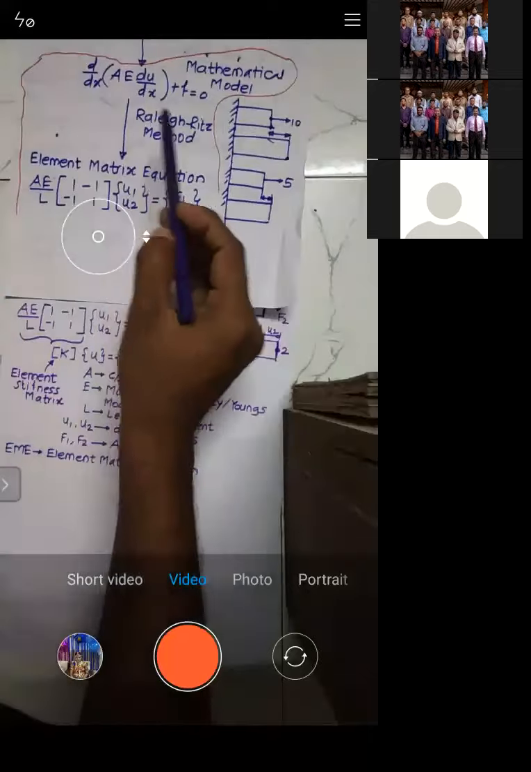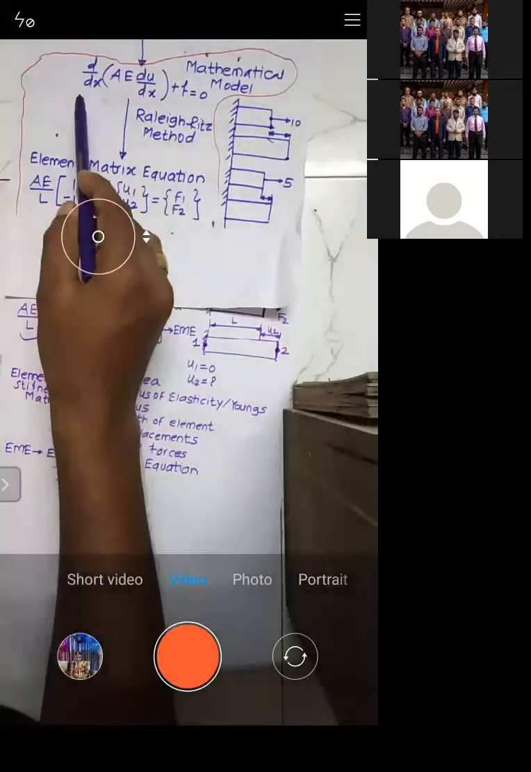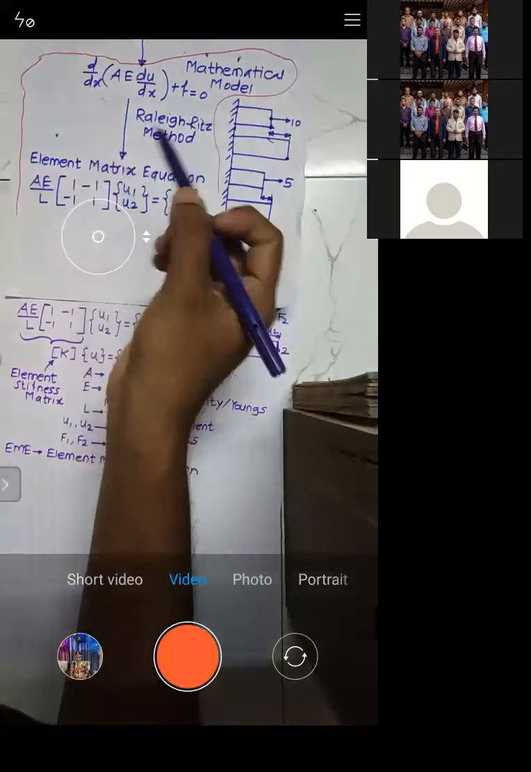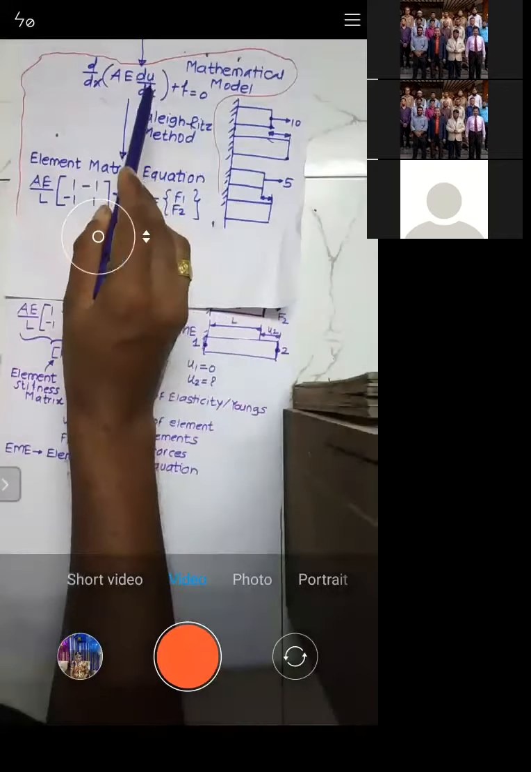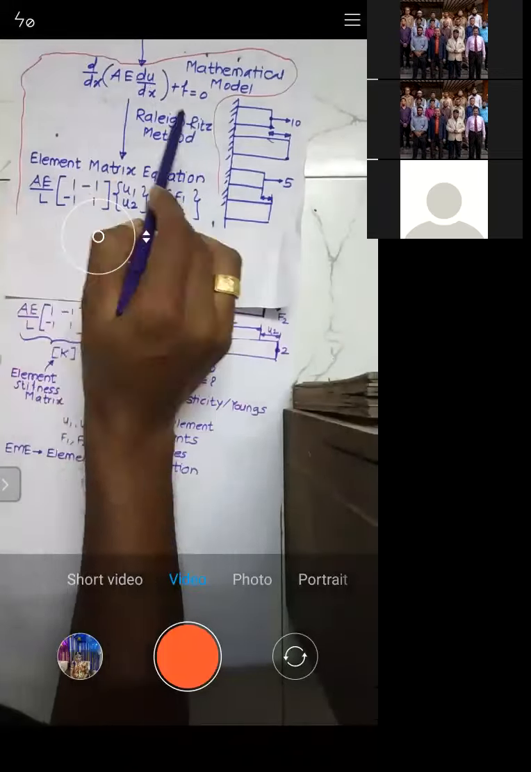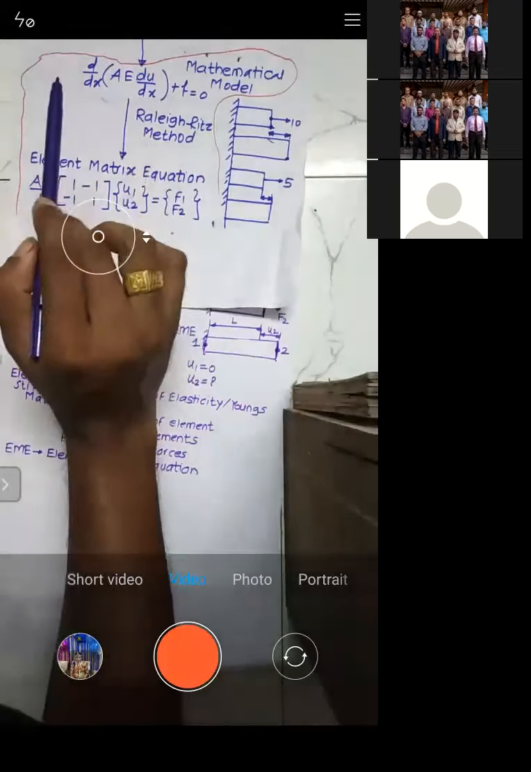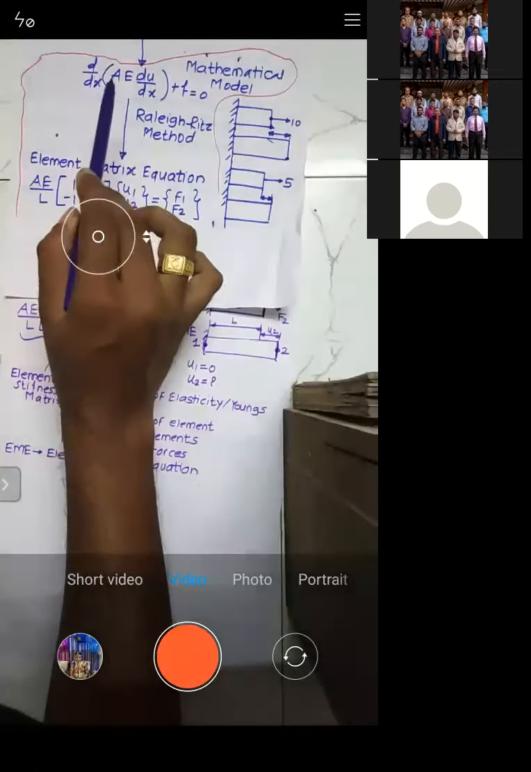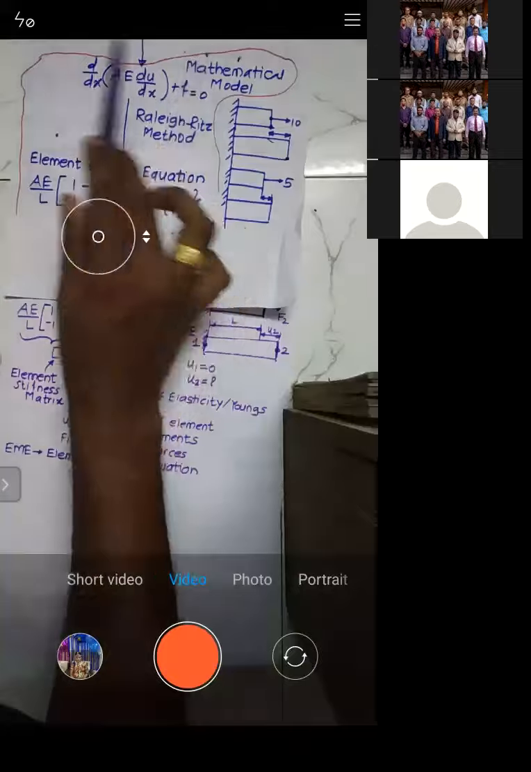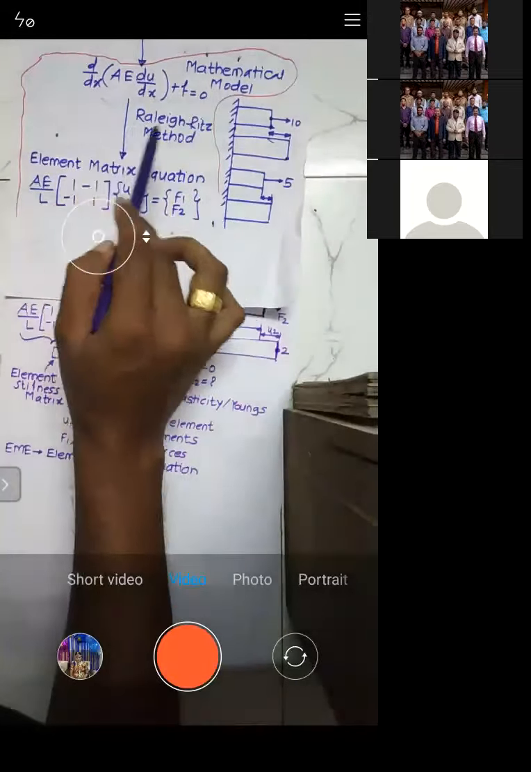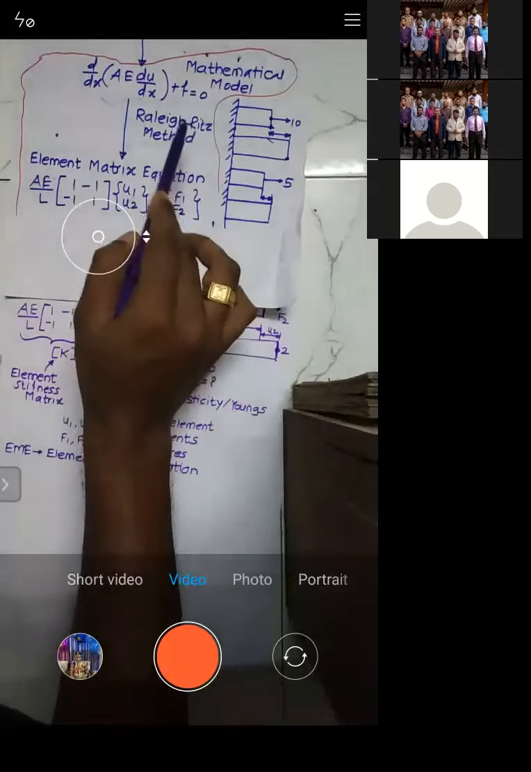This is basically the governing differential equation for a bar under axial load. When you have a bar under axial load, what is the relationship between input and output? Input is force, output is displacement. That relationship is d by dx of (AE du by dx) plus f is equal to 0.